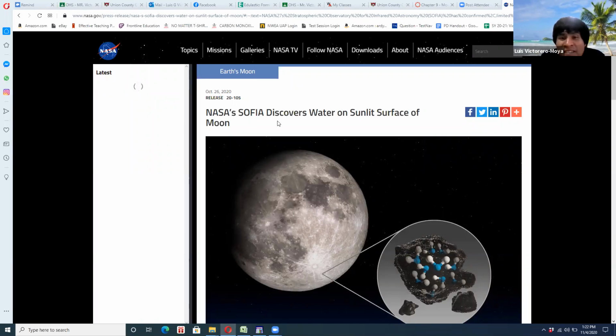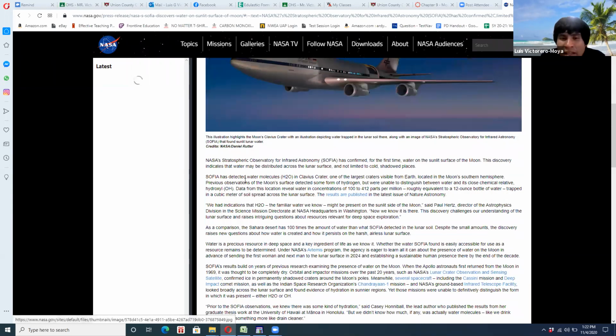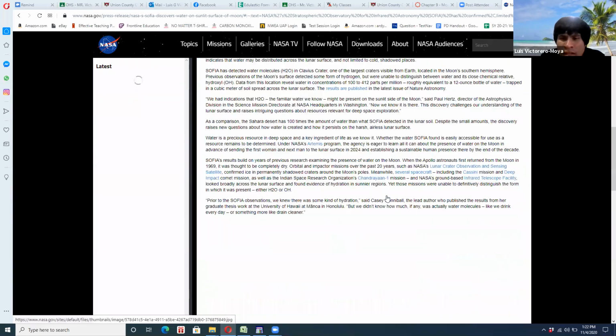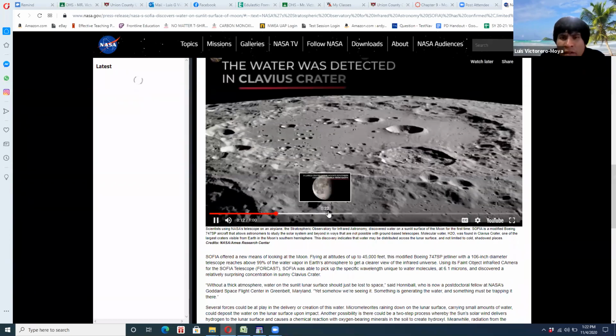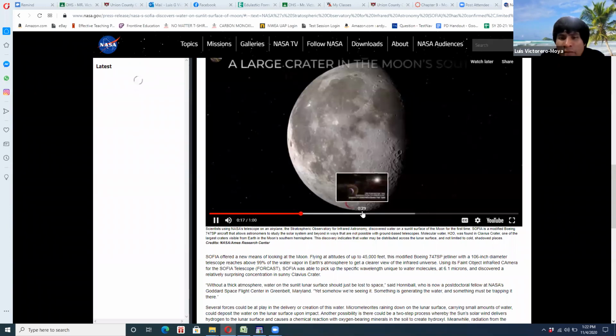It was discovered by NASA SOFIA, which is sort of an infrared observatory that uses a plane, as you can see there, right? It's the NASA Stratospheric Observatory for Infrared Astronomy and has confirmed for the first time water on the sunlit surface of the moon. All right, so I will get you guys to read this article, and there's a nice video here, right? So it says that what was the Clavius crater, right?